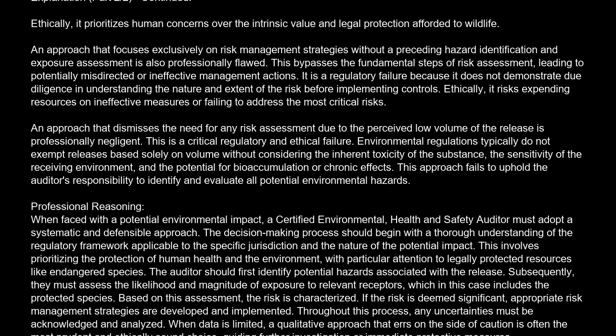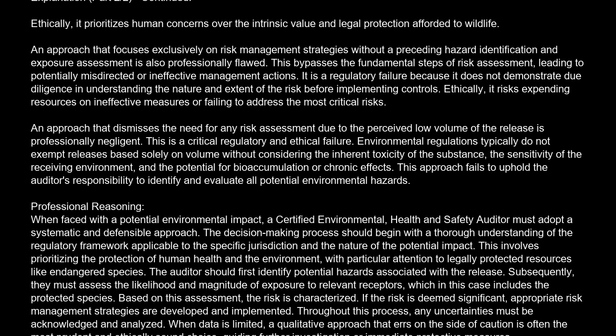Ethically, it risks expending resources on ineffective measures or failing to address the most critical risks. An approach that dismisses the need for any risk assessment due to the perceived low volume of the release is professionally negligent. This is a critical regulatory and ethical failure. Environmental regulations typically do not exempt releases based solely on volume, without considering the inherent toxicity of the substance, the sensitivity of the receiving environment, and the potential for bioaccumulation or chronic effects. This approach fails to uphold the auditor's responsibility to identify and evaluate all potential environmental hazards.